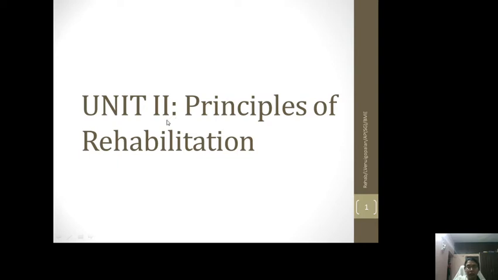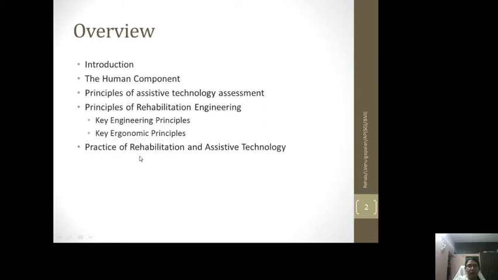Now that we have completed our unit 1, let us move on to the second unit, which is principles of rehabilitation. So in this unit, we're going to have an introduction like every other unit. Then we are going to discuss the human component, principles of assistive technology assessment, principles of rehabilitation engineering, which includes the key engineering principles and key ergonomic principles, and practice of rehabilitation and assistive technology. So in today's session, we are going to just discuss the introduction. So let's crack on with the lecture.